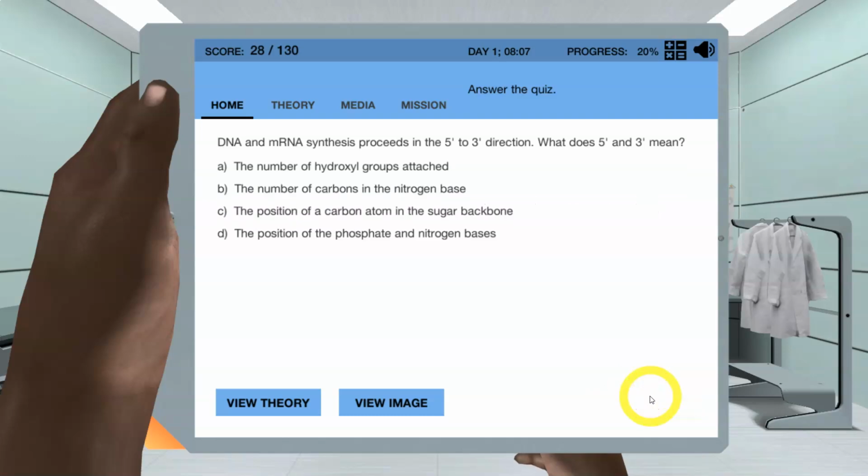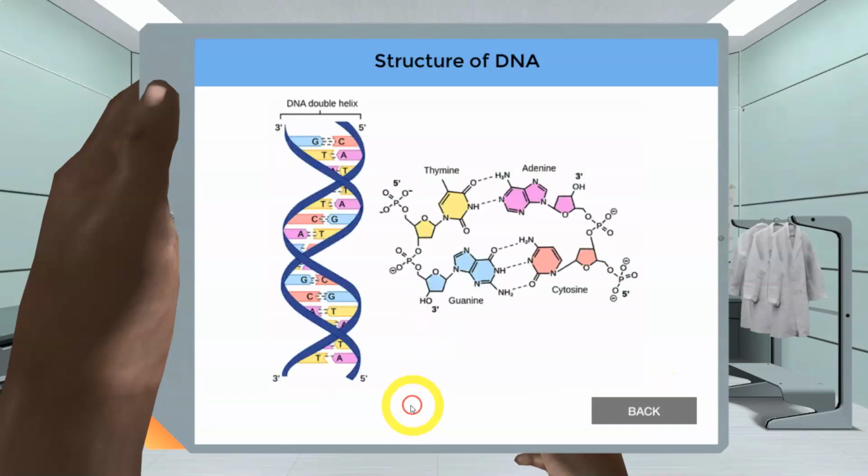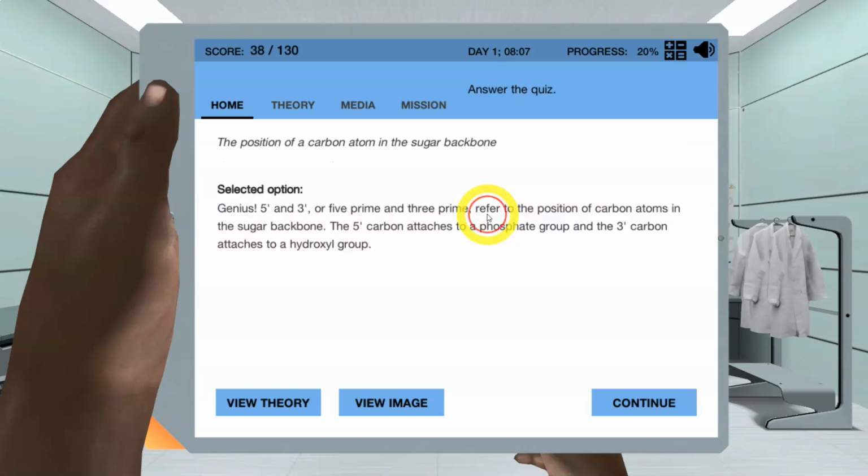DNA and mRNA synthesis proceeds in the 5' to 3' direction. What does 5' and 3' mean? 5' and 3' refer to the position of carbon atoms in the sugar backbone. The 5' carbon attaches to a phosphate group and the 3' carbon attaches to a hydroxyl group.